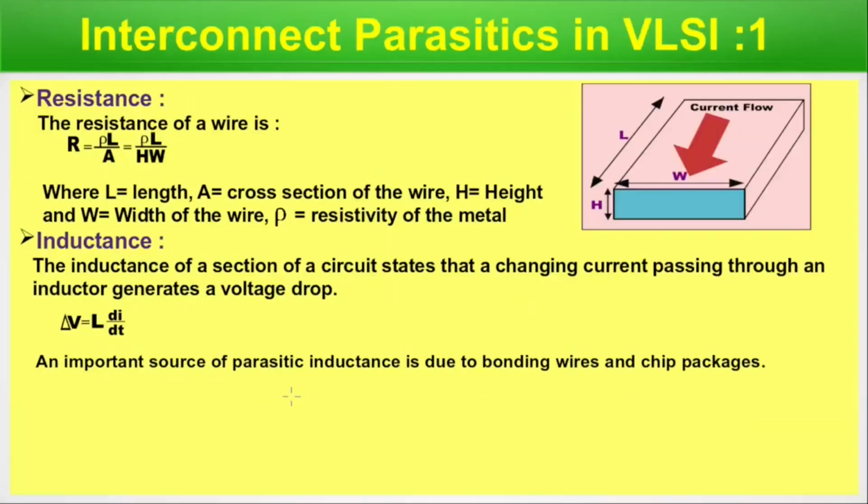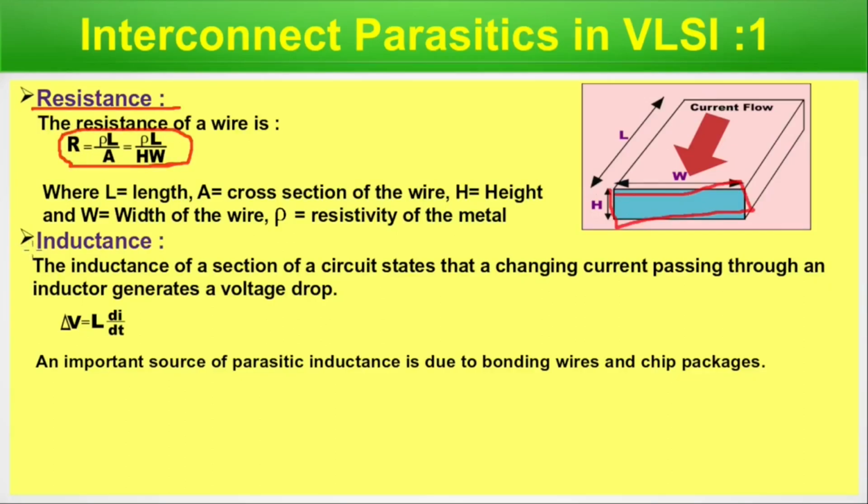You can watch it. Now, interconnect parasitics in VLSI. We said that they are resistive, capacitive and inductive. So this is the resistance. The resistance of a wire is rho L by A, where A is the cross-sectional area, that is height times width. And this is the basic formula we all know.